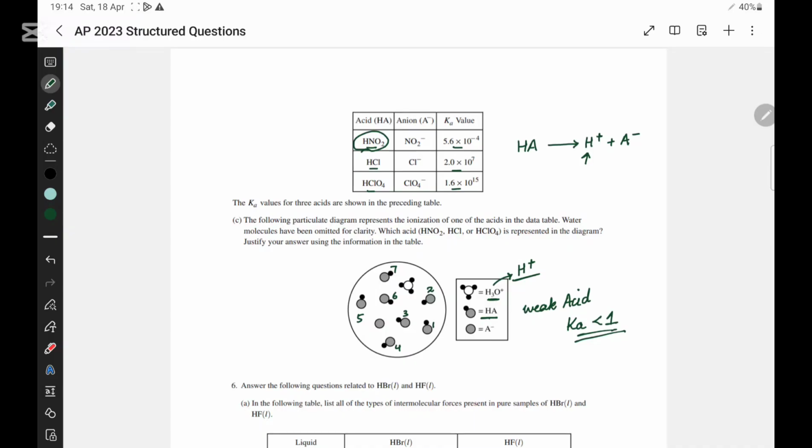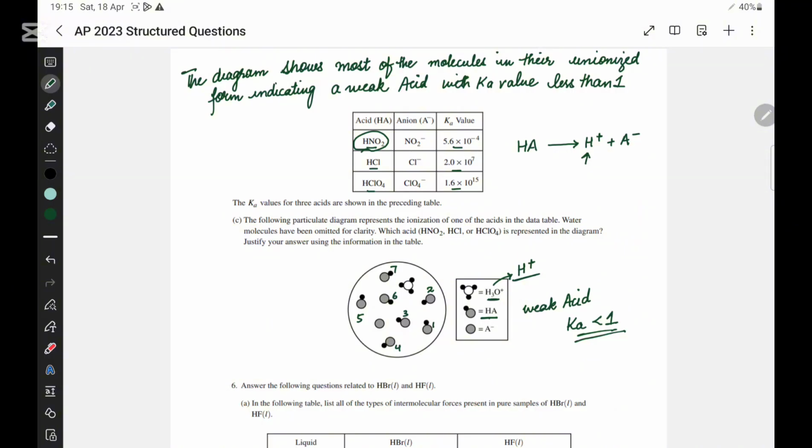So we can write the explanation like this. As it is evident from the diagram that most of the acid is present in unionized form, we are going to say that it is a weak acid with a Ka value that is less than 1. So the answer is going to be HNO2.